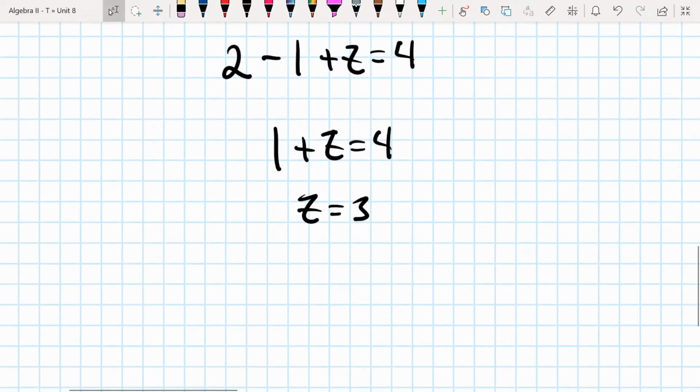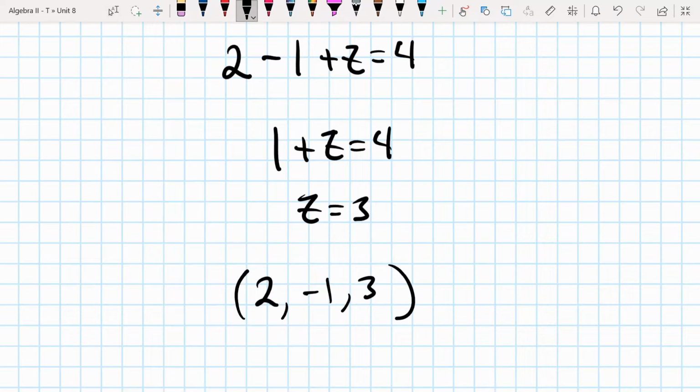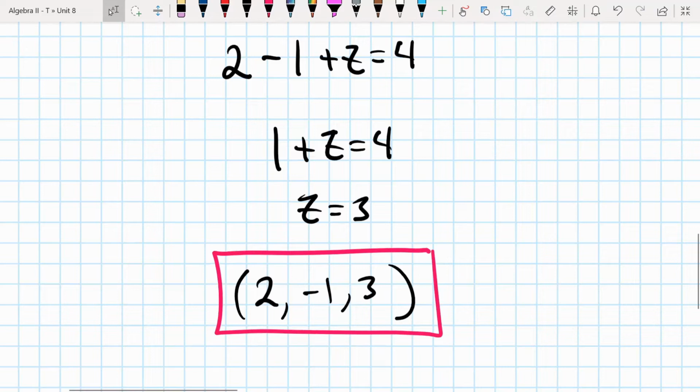And so you can write your answers as the list of these three numbers, or you can write it as a coordinate point. So let's write it like this. X is 2, y is -1, and then z is 3. And so that's the solution to this application with a 3-variable question. Okay, and let's go through a couple more for this video.